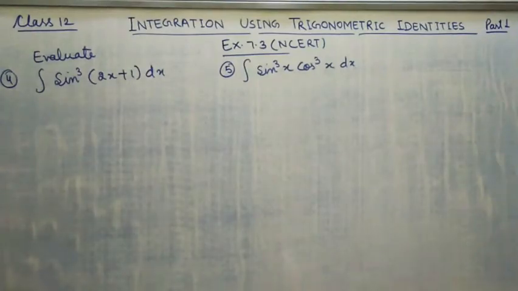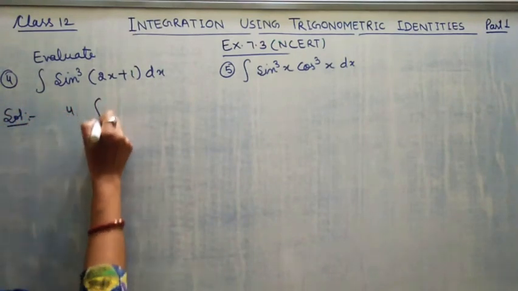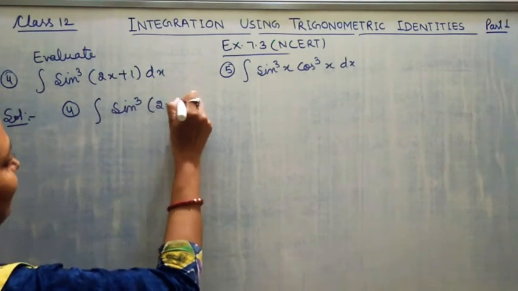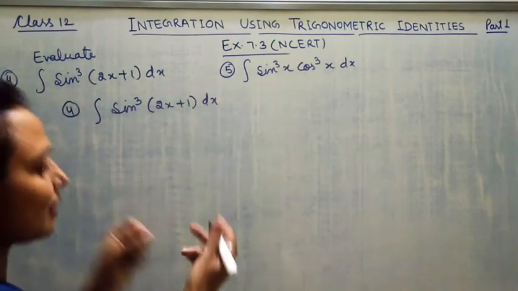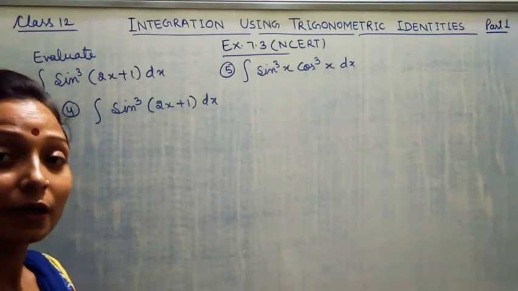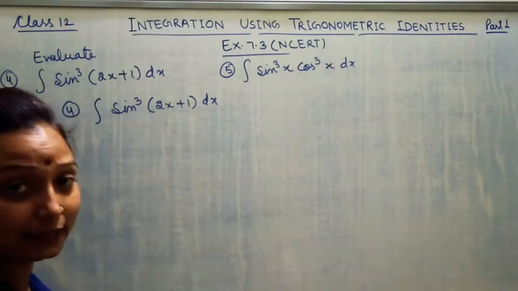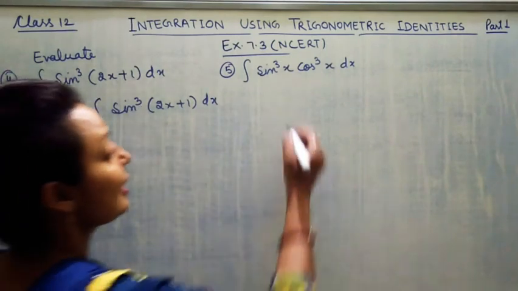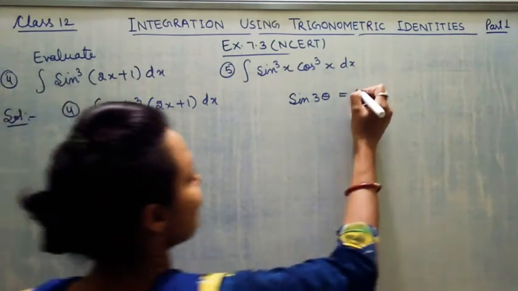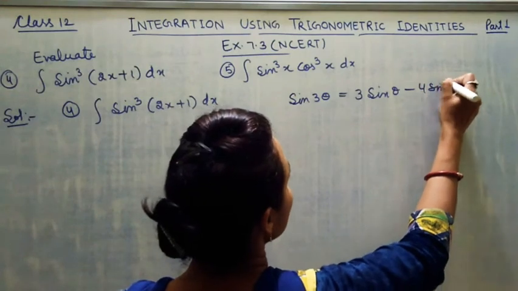Now come to the next two questions, fourth question and fifth. Question number fourth is sin cube of 2x plus 1. We do not have the integration of sin cube. I will change it into another form by using a trigonometric identity. So what is the trigonometric identity which is used for sin 3 theta? That is sin 3 theta.